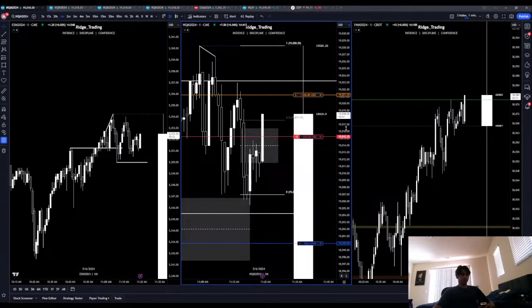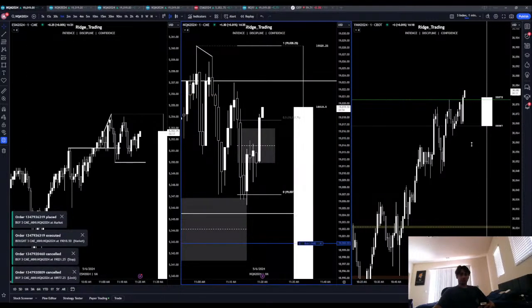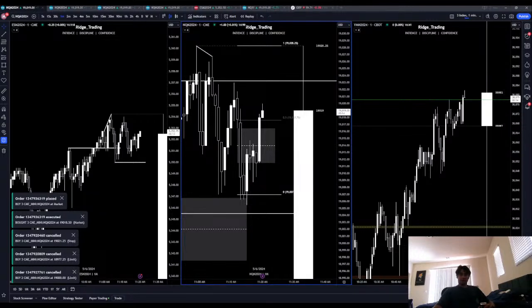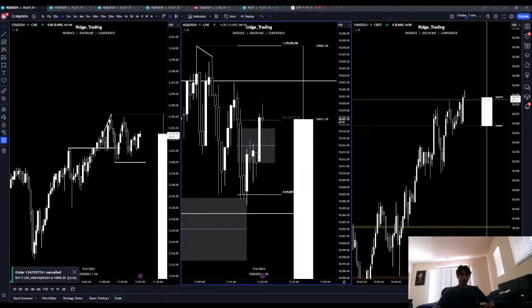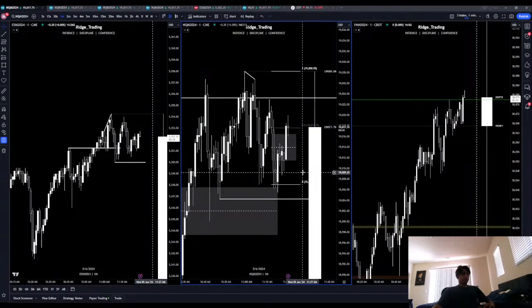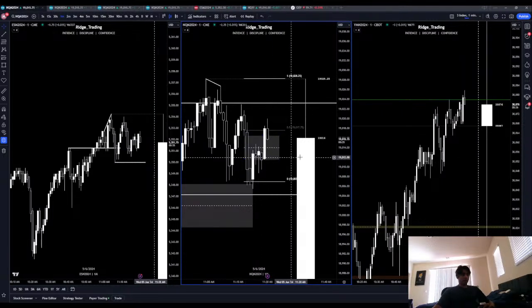3, 2, 1. Alright, I'm closing out there for a very, very, very small loss. That's alright. It was a good attempt on the short. I've seen it play out many times where this would have been a win.